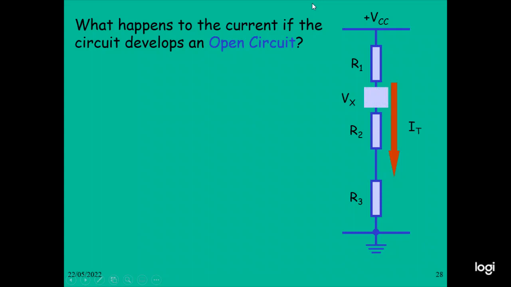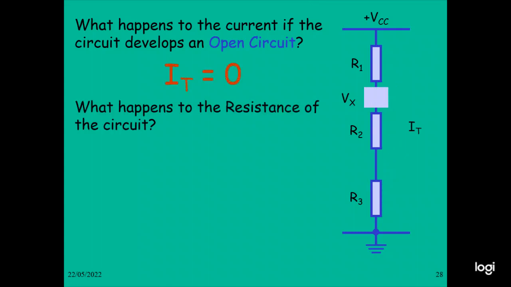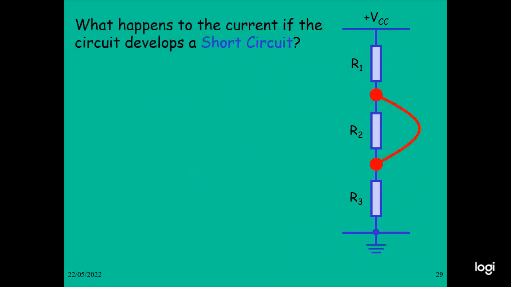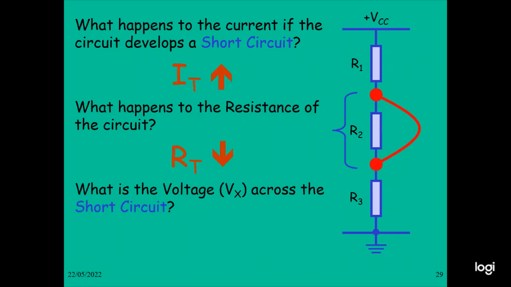What happens to the current if the circuit is open? When the circuit is open, IT equal to 0. What happens to the resistance of the circuit? In this case, RT equal to infinity ohm, because the voltage across the open circuit is VCC. Now, what happens if the circuit is short circuit? In this case, RT is short, so IT will be higher and resistance will be lower. The voltage across the short circuit will be 0.